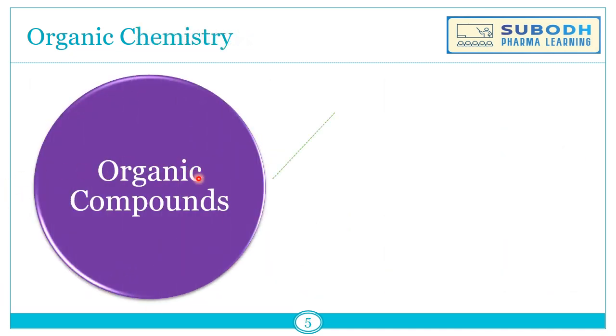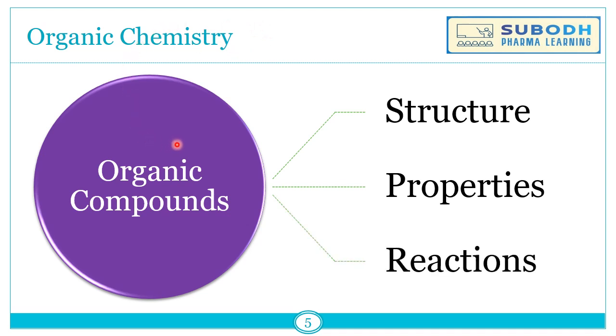So, organic chemistry can be defined as the branch of chemistry that deals with the structure, properties, and reactions of compounds that contain carbon, that is, organic compounds.